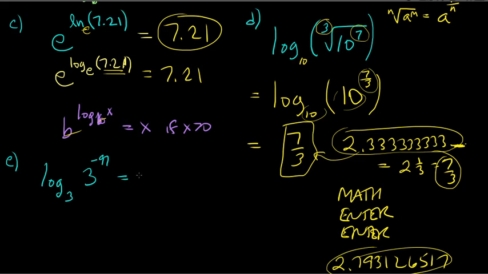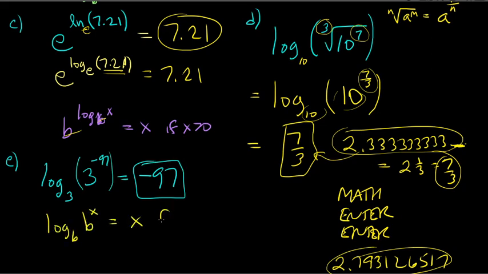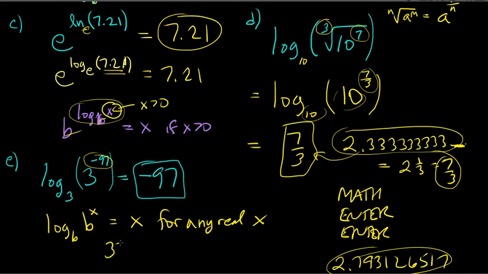Well, I hope you got negative 97. If you're thinking it's undefined, be careful here. It's not undefined. This is log base b of b to the x. This is equal to x for any real number x. Positive or negative does not matter. Because you're not taking the log of a negative number. Here x has to be positive because you're taking the logarithm of x. Here we're not. We're taking the logarithm of this number, 3 to the negative 97, and 3 to the negative 97, while it's a very small number, is positive.